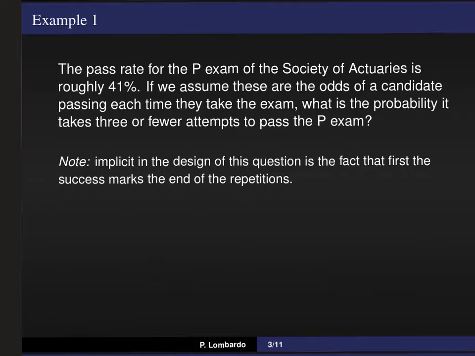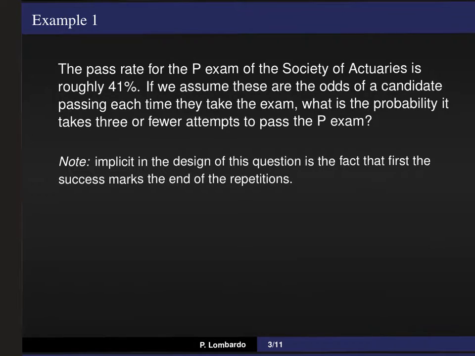All right, so try to convince yourself why this type of situation here, taking an exam until we finally pass, really is different than the binomial random variable, where you're going to repeat a fixed number of times, regardless of where your successes and failures occur. All right, so let's think about how we would do this. First thing we want to do is convince ourselves that this is the geometric random variable.